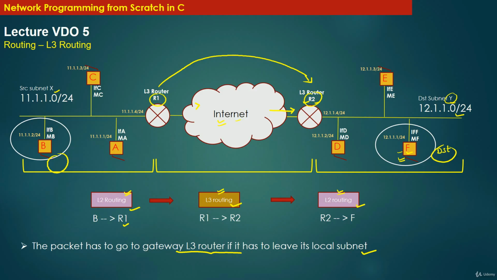We are going to discuss this whole process more elaborately and in detail, how exactly layer 3 routing happens in the network. So with this illustration, I think I am able to explain the role of layer 2 routing and layer 3 routing in taking a packet from the source machine to the destination machine, given that the source and destination machines are present in different subnets.